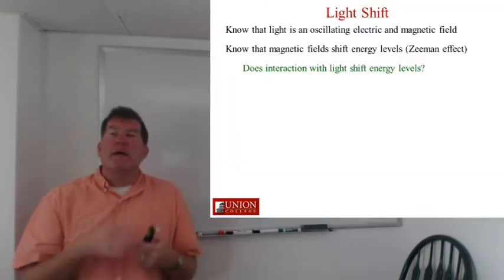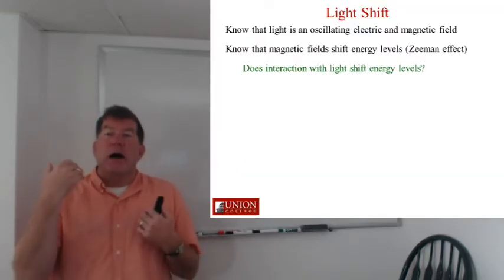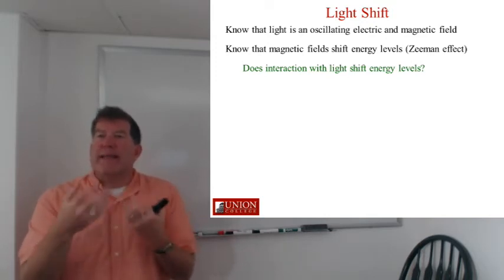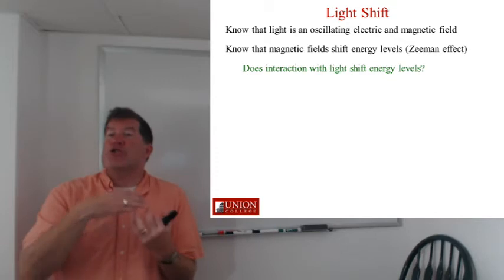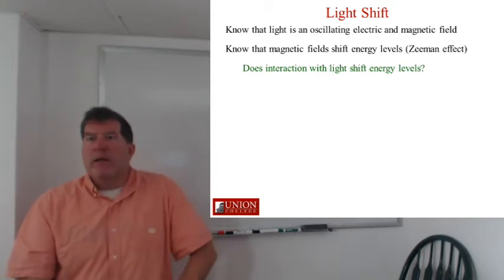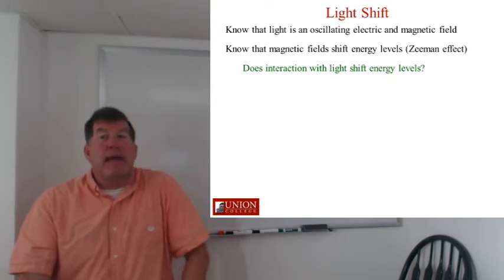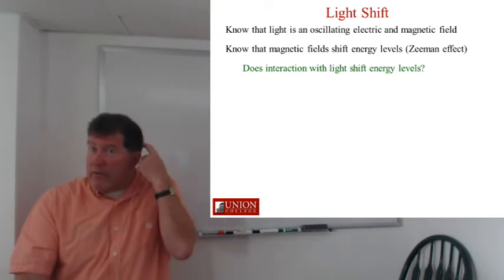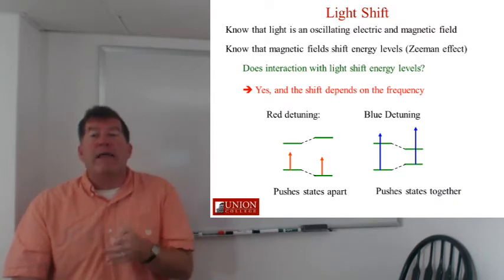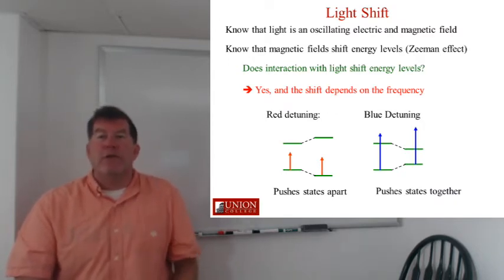So we can also ask, does the interaction with light shift the energy levels? Does that electromagnetic character of light allow it to change the energy levels of the electrons? The math that goes into this is a little complicated, but the answer is very straightforward and useful, and it's yes, it does. And more than that, the shift that you get depends on the frequency.